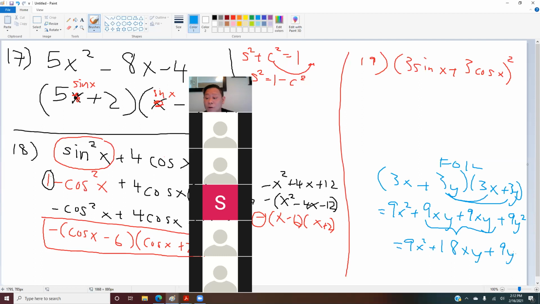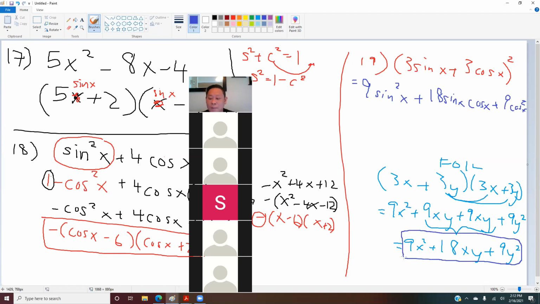This is something you guys know. So what you need to do here, this is the answer for it. But again, change all your x to become sine and change all your y to become cosine. So your answer in this case is 9 sine square x plus 18 sine x cosine x, because it's y, plus 9 cosine square x. This is exactly from here. I just changed back my x to become sine and my y to become cosine.